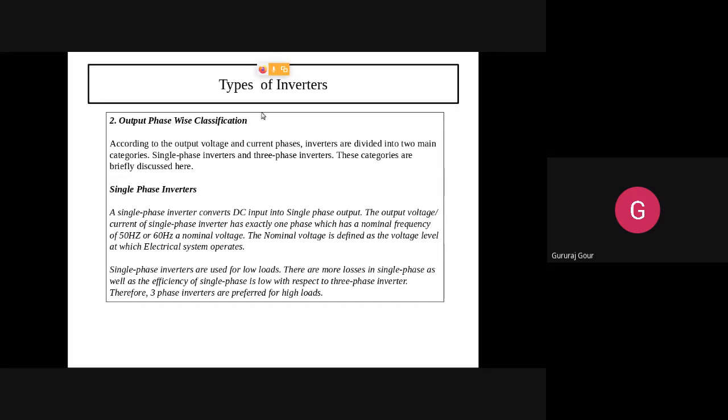The second type of inverters is based on the phase of the output. What phase will be there at the output of the inverter? Based on that, we get single phase inverters and three phase inverters. Single phase inverters have only one phase in the AC output, whereas three phase inverters have three phases in the output of the inverter.